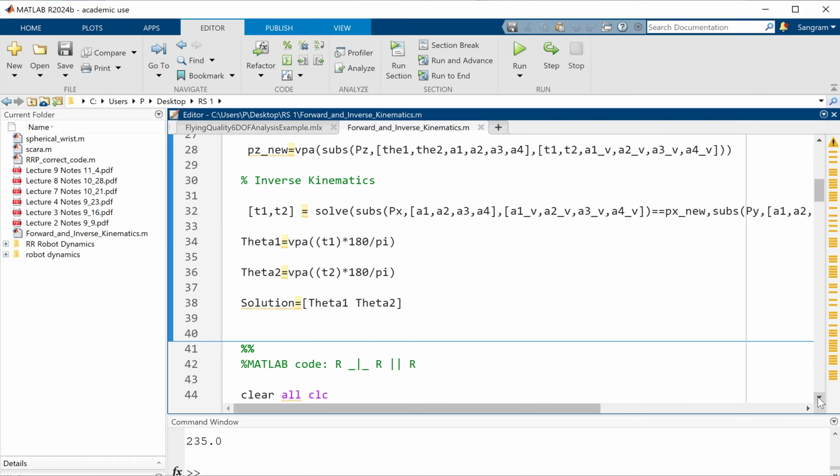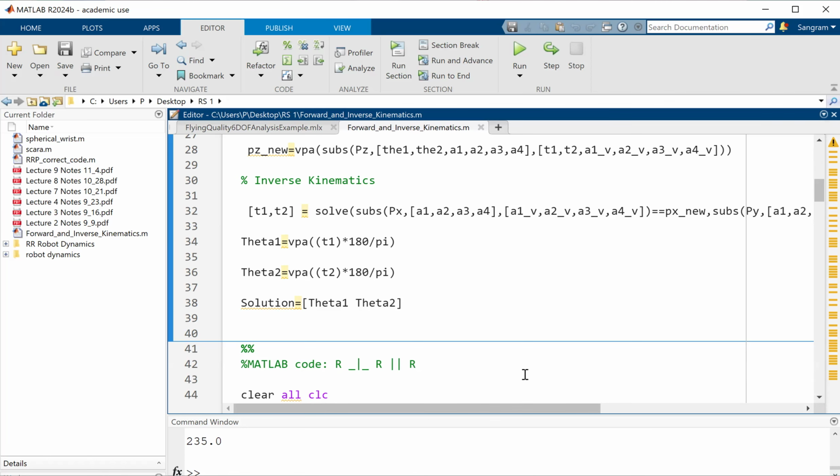What is the idea? You have an equation that is equated, with a double equal sign, to a number. Px new is a number. I am asking the MATLAB solve function to solve these three equations simultaneously. So I will go through this code and explain it to you.